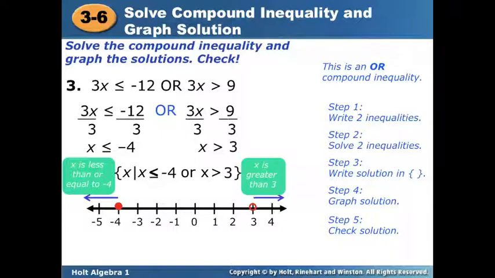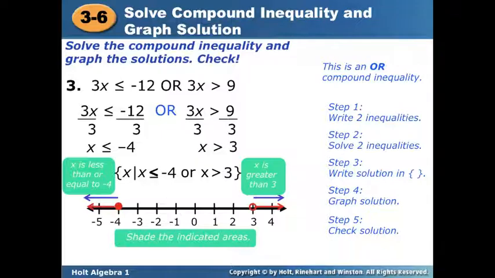Here on the other side of our number line, we have x is greater than 3. That would be an open circle and shaded towards the greater than side. An OR compound inequality does shade to the outside, so shade those indicated areas. Finally, we'll need to check a number from our shaded region. Because we have 2 shaded regions, we will need to do 2 checks.